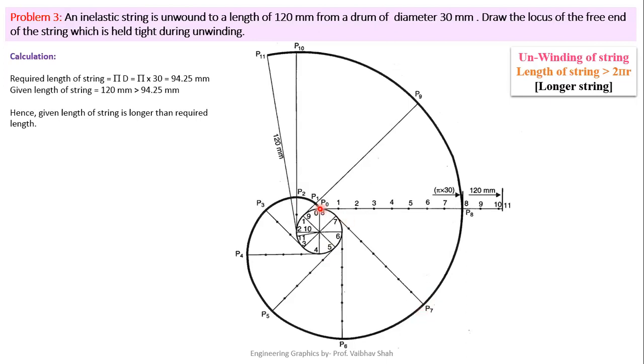Now try to take the dimension of 0 till 8 on your rounder. Go to point number 8 on your circle and try to cut this line. You will be having this point as point P8.